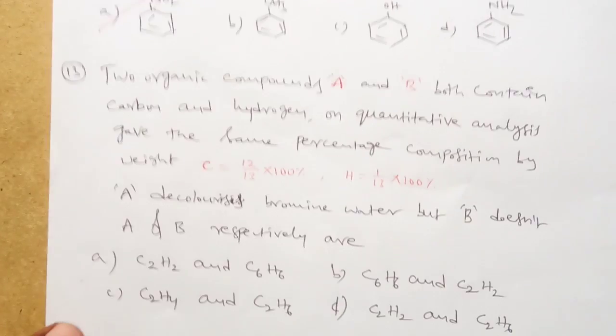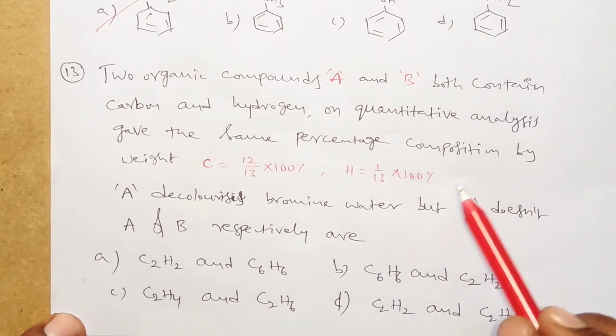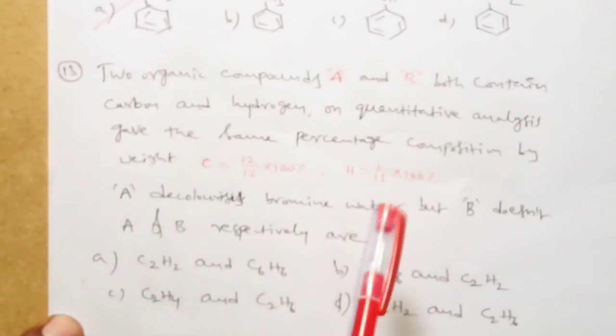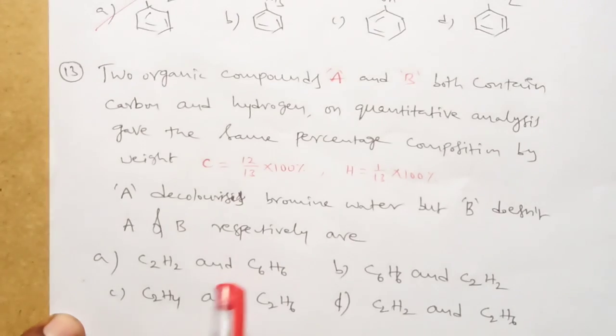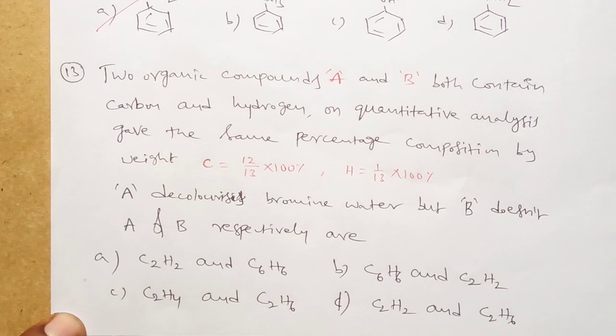So look at the next question. This is a very important model. 2 organic compounds A and B both contain carbon and hydrogen. On quantitative analysis they gave the same percentage composition by weight: carbon equal to 12/13 into 100%, hydrogen equal to 1/13 into 100%. A decolorizes bromine water but B does not. So A and B respectively are? Do you understand the question here?